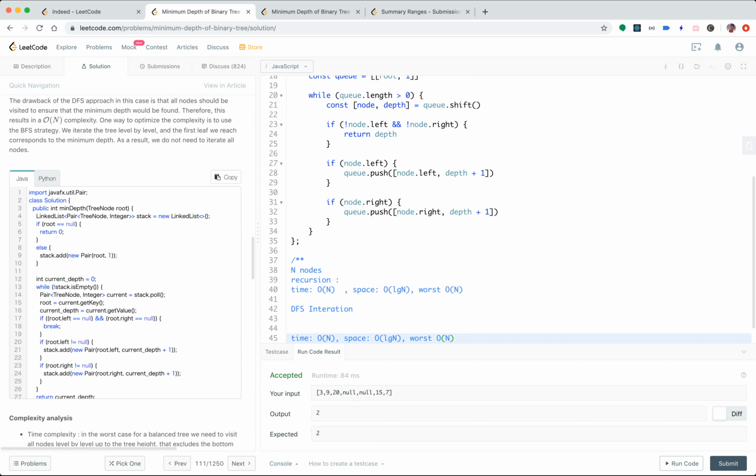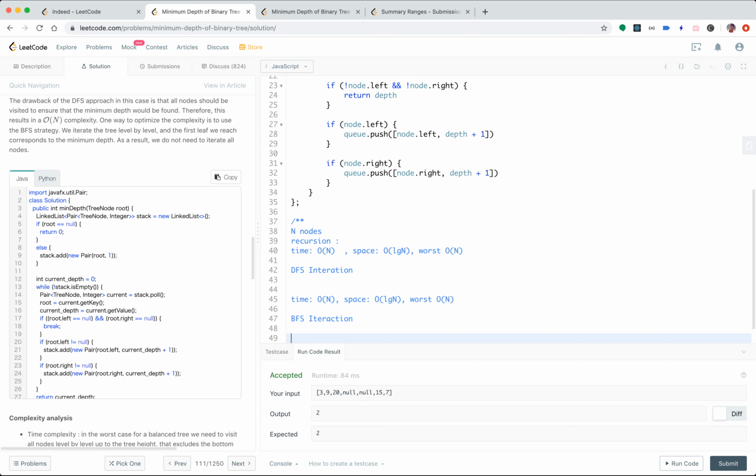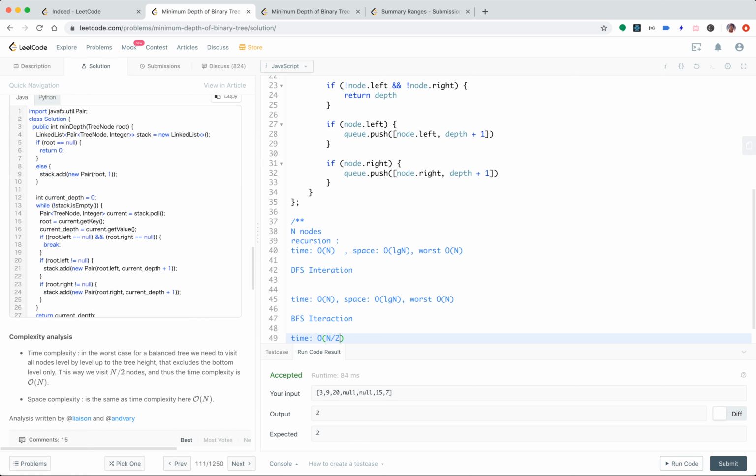But for BFS iteration, time, I don't know. Averagely, I think we might visit about n minus 2 divided by 2, half of them. So the time complexity is the same.